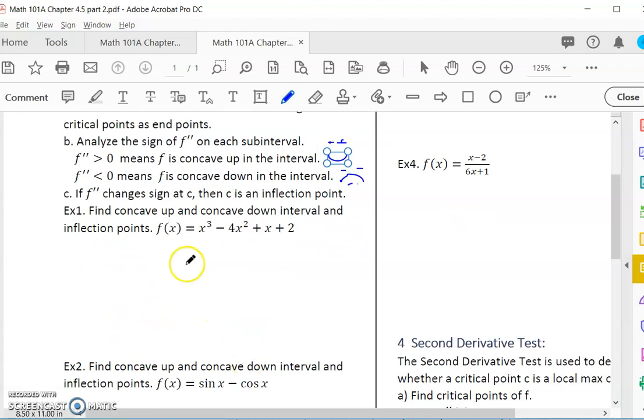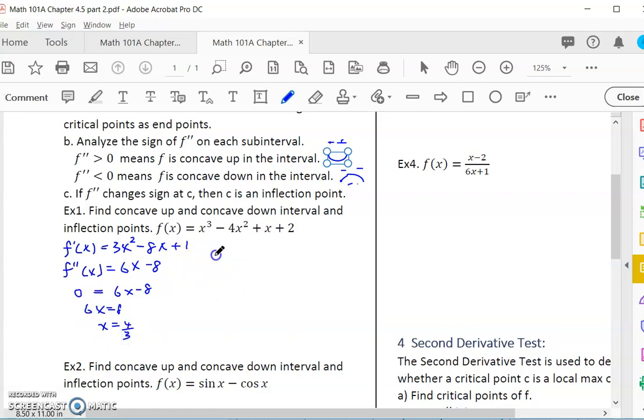Okay, let's do it. First example, this is the function, so we'll do the first derivative first. f prime equals 3x squared minus 8x plus 1. But we're doing concavity, so we have to do one more. The second derivative equals 6x minus 8. Now we set 0 equal to 6x minus 8. We want the critical point of f prime. So 6x equals 8, x equals 4 over 3.